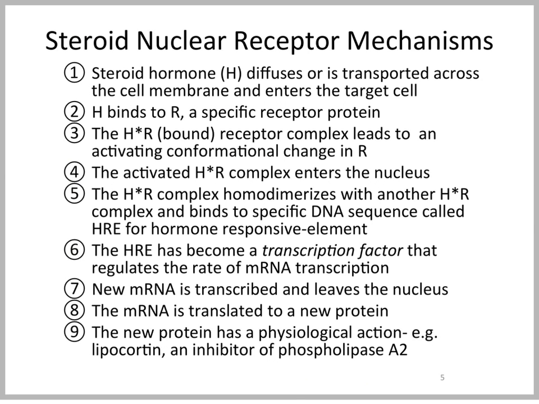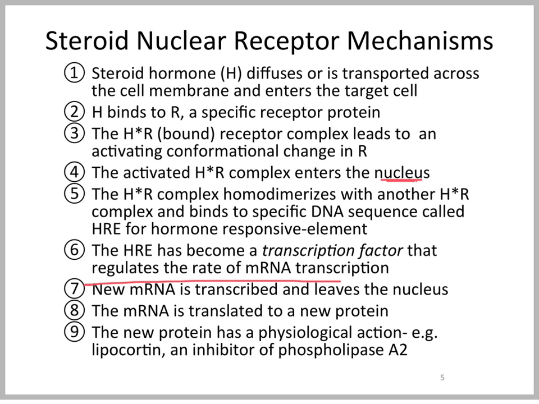Let's repeat that in textual format here. Steroid hormone basically diffuses or is transported across the cell membrane and enters the target cell. The hormone binds to its receptor, whichever one it normally interacts with. That hormone receptor, a non-covalently bound complex, then leads to activation of that receptor. That activated hormone receptor complex enters the nucleus at that point. It's been in the cytosol before that point. This complex then finds another one, homodimerizes, and then binds to a specific DNA sequence we call the hormone response element. That becomes a transcription factor, meaning that it regulates messenger RNA transcription.